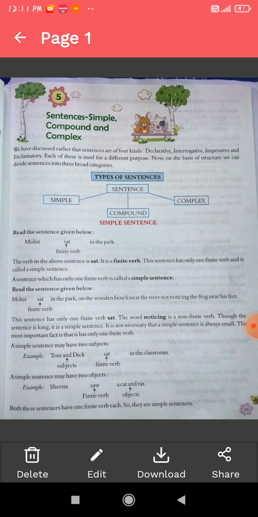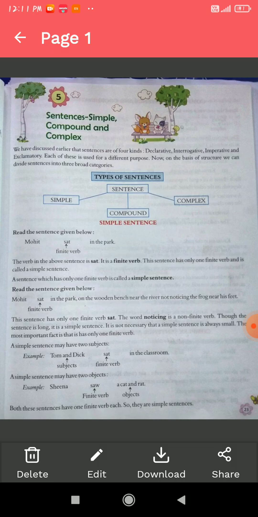Simple sentence. First of all, here you can see the example given: Mohit sat in the park. The first thing we should always keep in mind when we have to identify whether a sentence is a simple, compound or complex sentence is this: for a simple sentence, whether it is lengthy or short doesn't matter. What matters is that the sentence has a finite verb. If the sentence has a finite verb, then there is a high chance that it is a simple sentence.